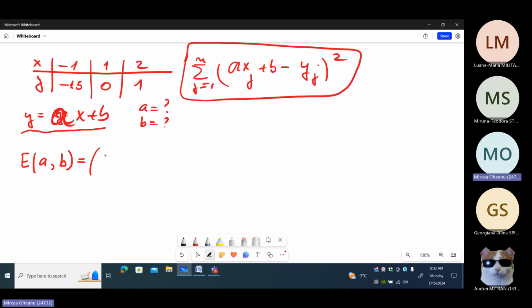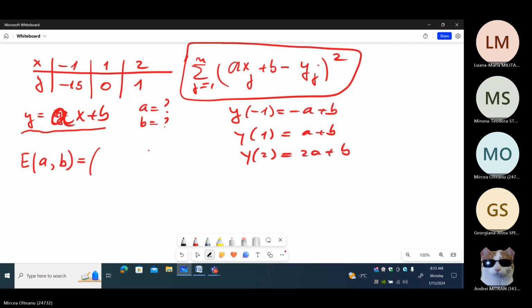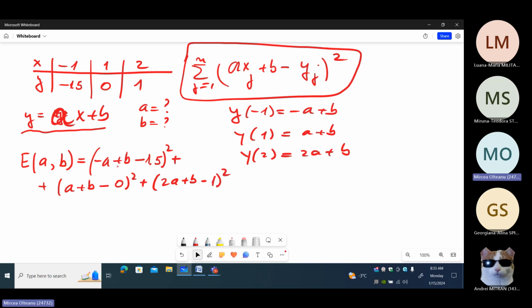Okay, so in our case, y at -1 is minus a plus b. Y at 1 is a plus b. And y at 2 is 2a plus b. So it is minus a plus b, and from here we subtract the measured value. The measured value is minus 1.5, squared, plus a plus b minus 0 squared, plus 2a plus b minus 1 squared. So this expression, which is a function in two variables a and b, must be minimized.